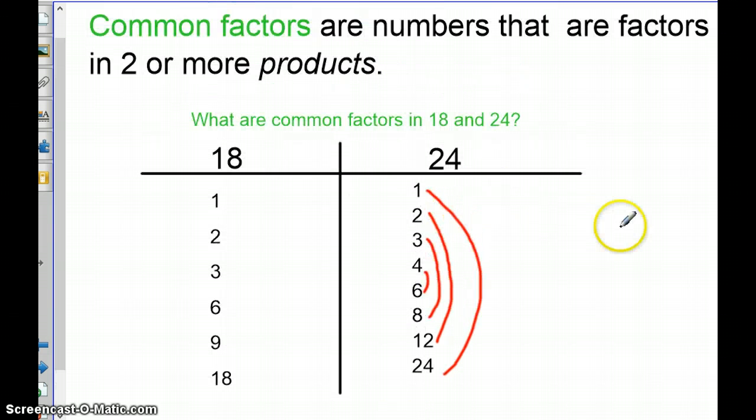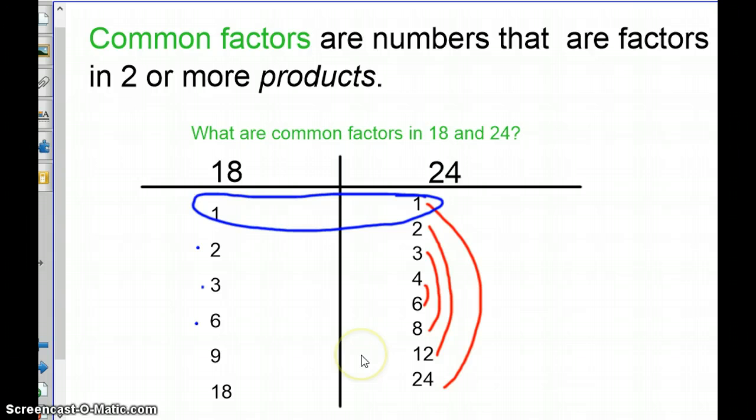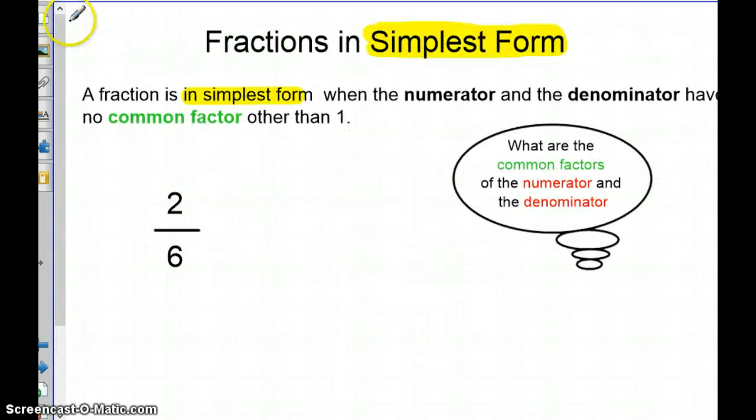So in order to find the common factors, we need to figure out which ones they both have. So 18 and 24 both have 1 as a factor, and this should be a review. We've already done this in class. They both have 2 as a factor. They both have 3, they both have 6, but they don't share 9, 12, 18, or 8 as a common factor. So these are the common factors of the two.